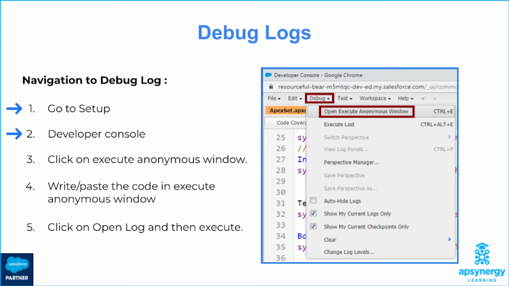As we have discussed what debug logs is, now let's learn how to navigate debug logs. First, go to Setup, then open the Developer Console. There you will see Execute Anonymous under Debug. Click on that window. Write or paste your code in that Execute window, then click on the Open Log to see your log. If you want to open debug logs through the navigation menu, follow these steps. Go to Setup, type Debug Logs in the Quick Find, and then click Debug Logs. Then next to the debug log you want to inspect, click to view.